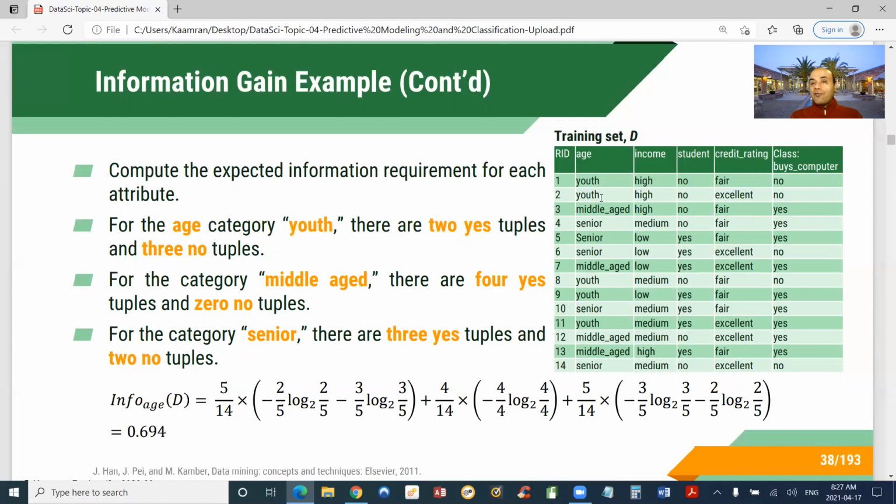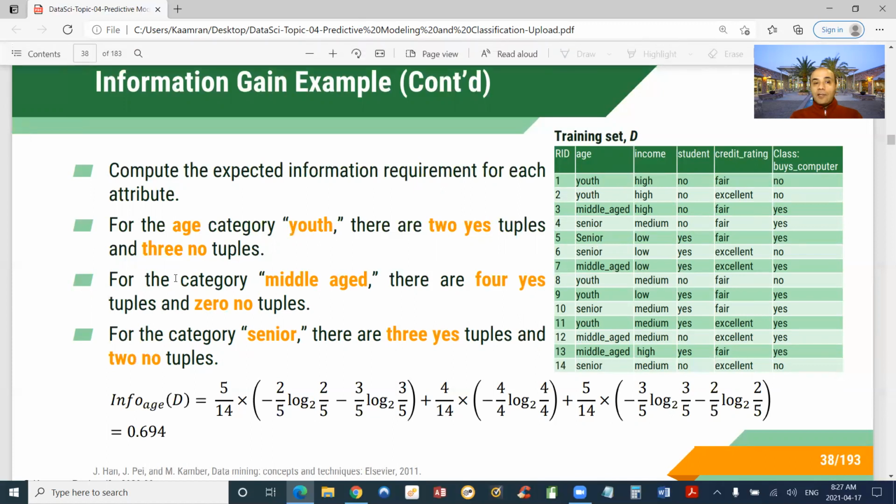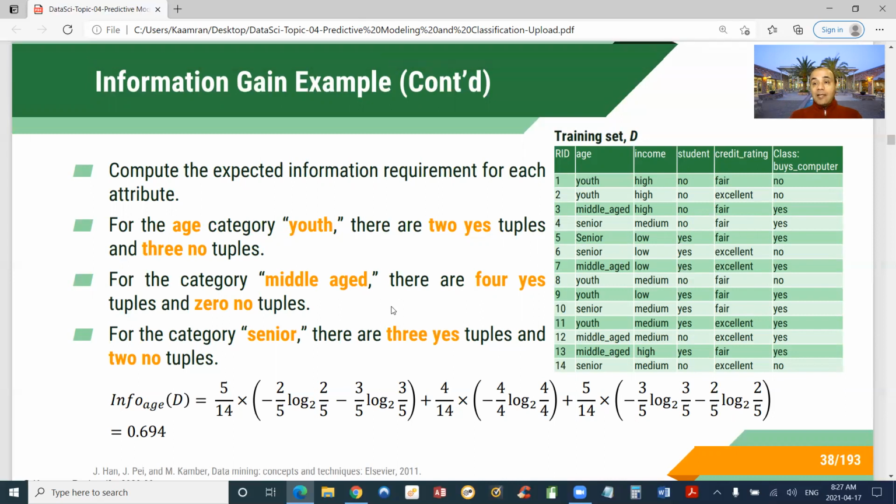So per youth, you have 1, 2, 3, 4, and then 5. So you have 5 youths. So you have 2 and 3, so that's 5. And when you talk about middle age, you have 1 here, and 2 here, 4. When you add them, it has to be 4. And then you take a look at that. You map that to the class. The class is yes and no at the last column. The outcome, you map that to the target. You map that to the output.